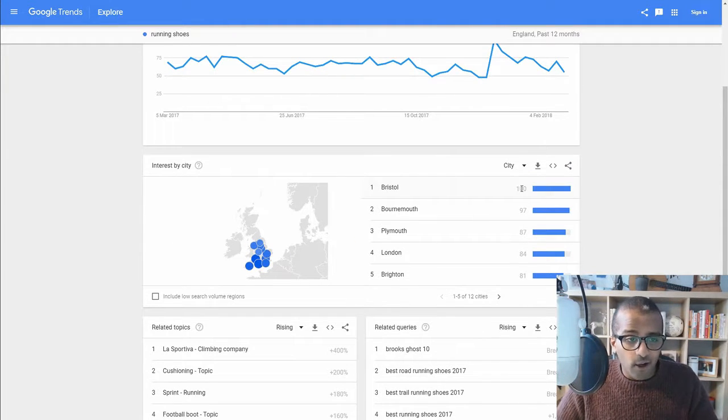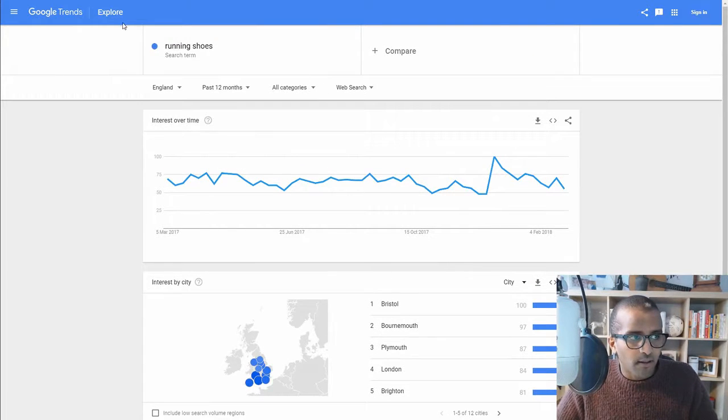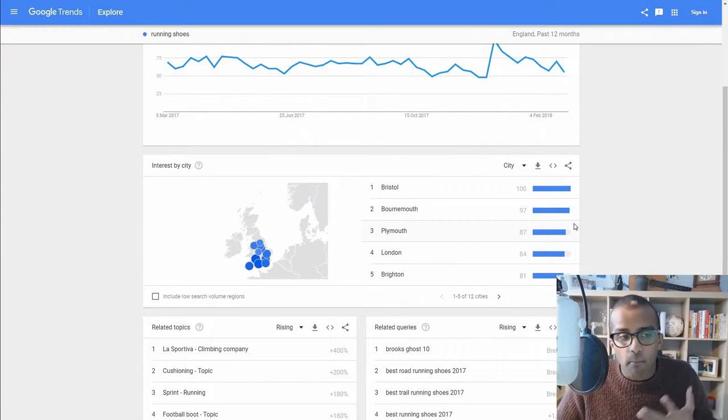And as you can see right now, just not by high margin, but Bristol and Bournemouth are ahead of all the other cities in England in a topic related to running shoes. So for example, if you are based in that area, if you're targeting that area, then this is a good topic for you to jump on board if it's related to you. But maybe again, you can find a topic that is related to your area, your industry as well. So you never know what you might find by looking at the interest by city on Google Trends.